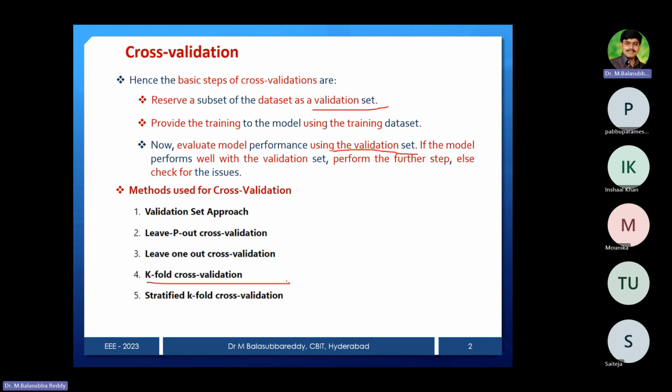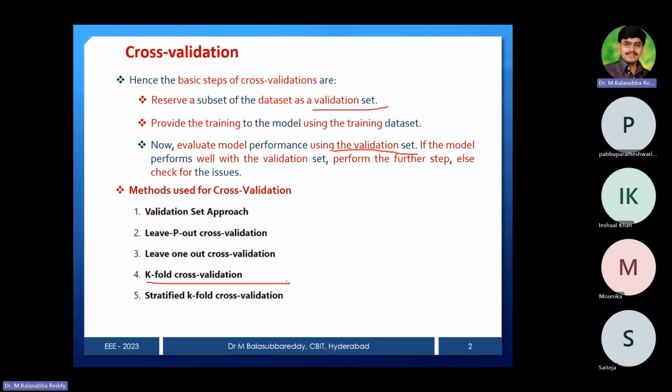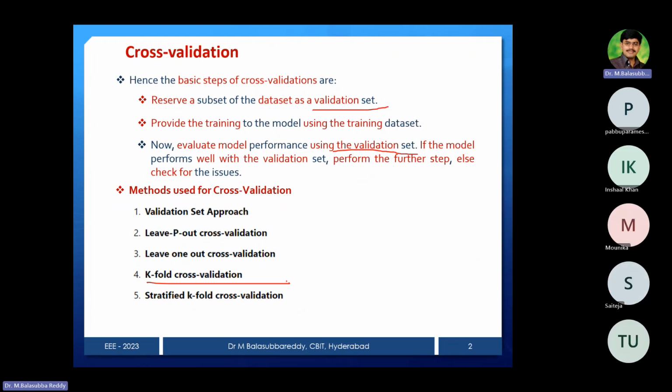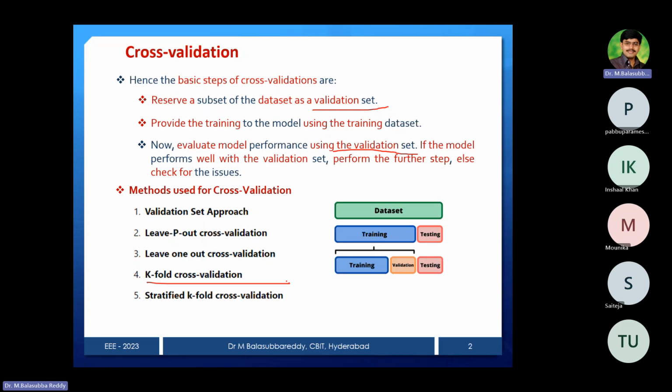This is the one thing. In general, we have some more methods: the validation set approach, leave p out cross validation, leave one out cross validation, k-fold cross validation, and then stratified k-fold cross validation. These are some of the methods we have. So far, whatever I explained will give you this picture.